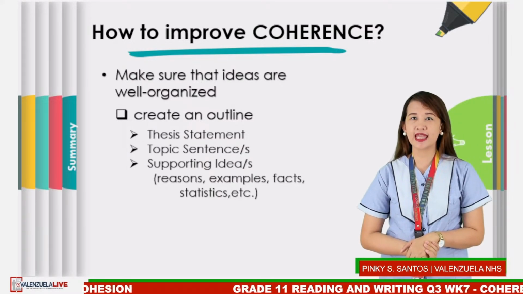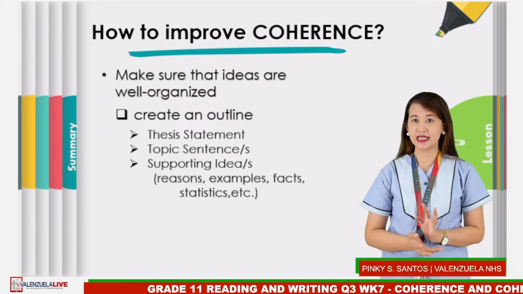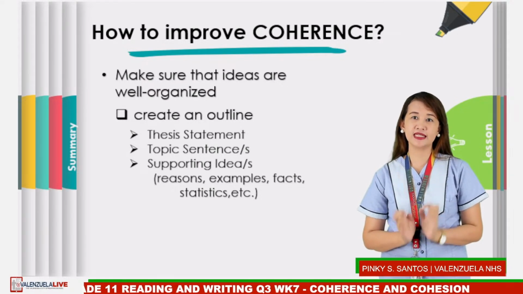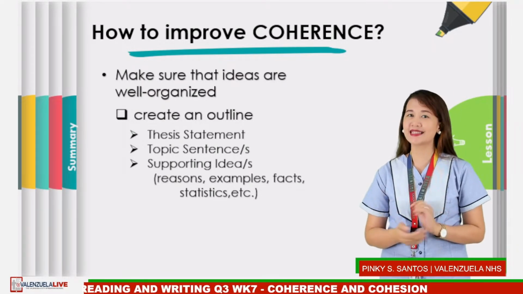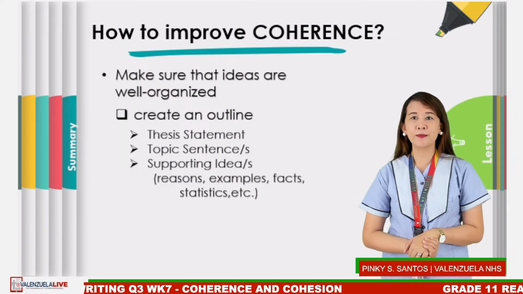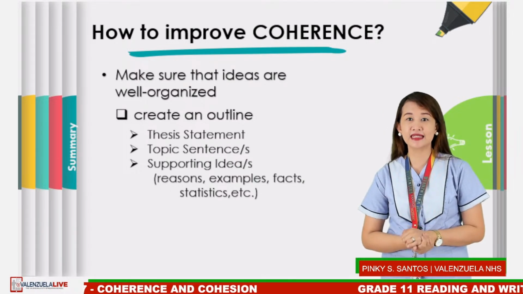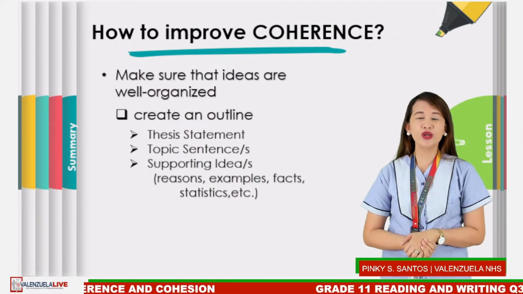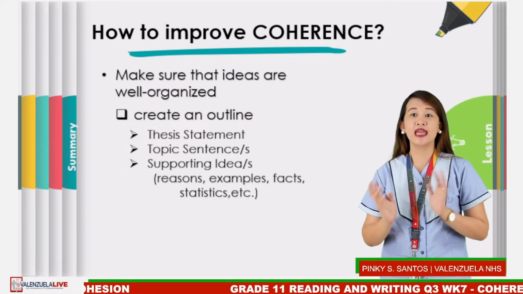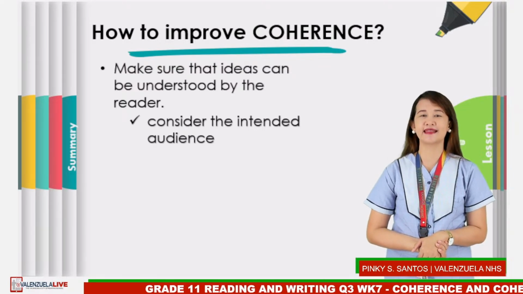An outline contains a thesis statement, a topic sentence or topic sentences, supporting ideas, supporting details, reasons, examples, facts, statistics, and so on. Make sure to have a clear thesis statement, topic sentences, and summary so your paragraph will make sense. Also remember that all the ideas in the paragraph should relate to the topic sentence, and all the topic sentences should relate to your thesis statement.